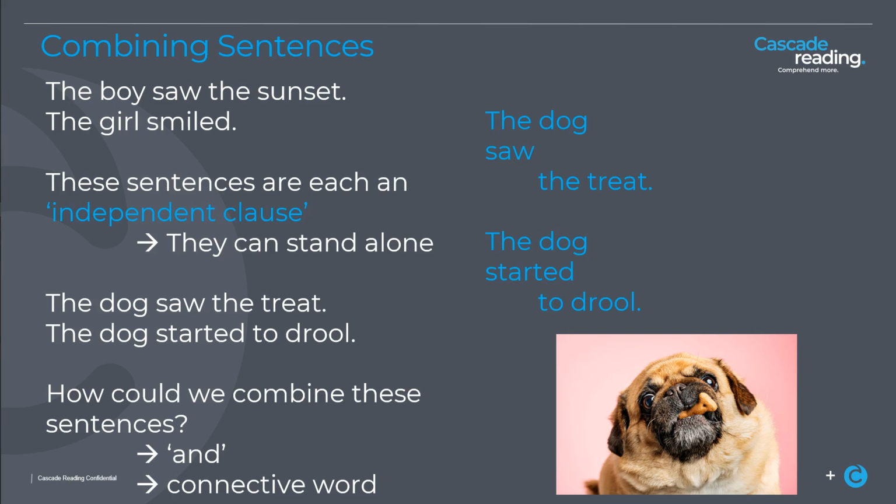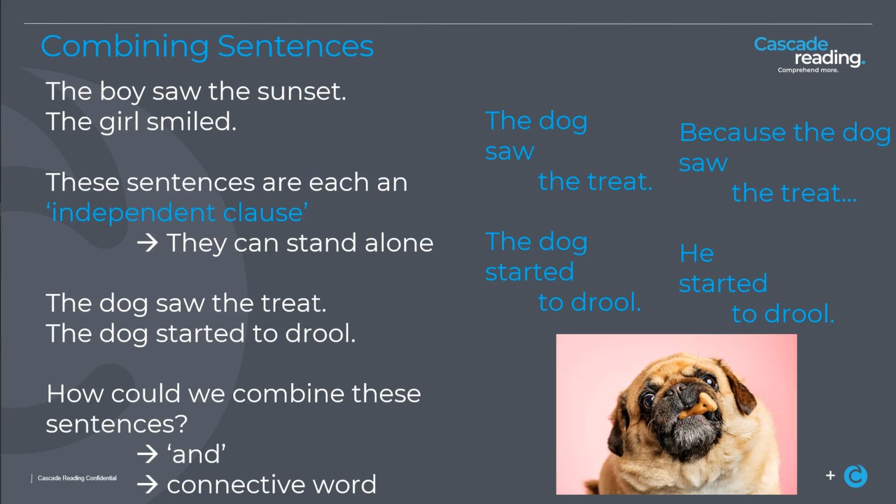So if we were to just combine the dog saw the treat and the dog started to drool, what if we wanted to add information about why the dog started to drool? We want to make it clear to the reader that the dog started to drool because the dog saw the treat. Seeing the treat is what made the dog drool. So adding a connective like the word because allows us to understand this relationship between the two sentences.